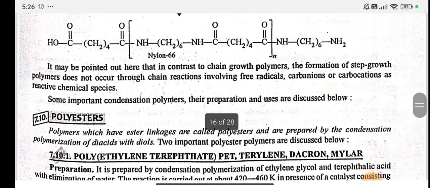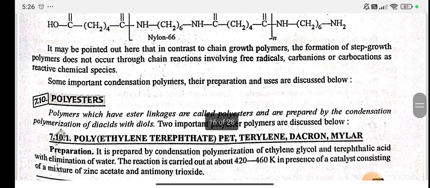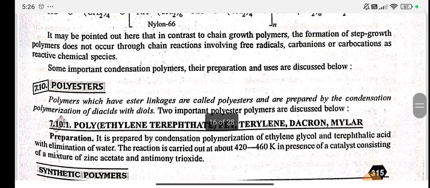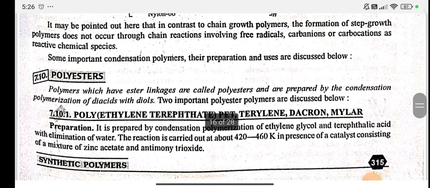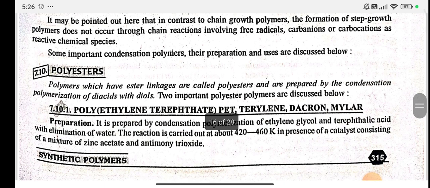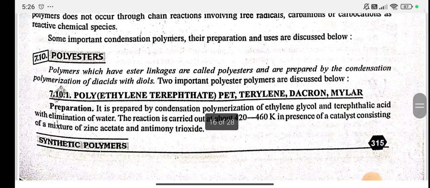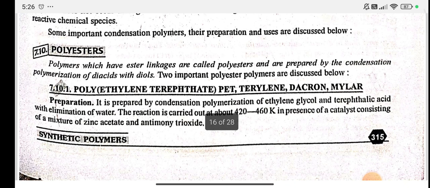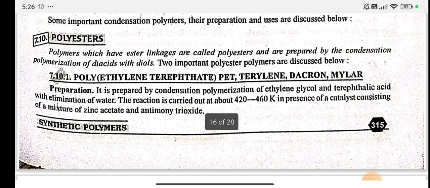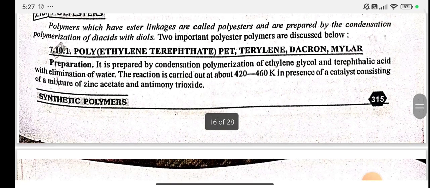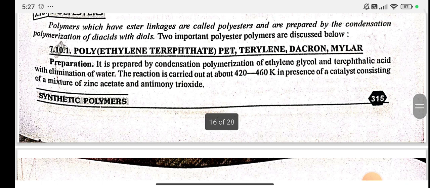It may be pointed out that in contrast to chain growth polymer, the formation of step growth polymer does not occur through chain reaction involving free radicals, carbanions and carbocations, etc. reactive chemical species. Some important condensation polymers, their preparation and uses are discussed below. Polyester. Polymers which have ester linkage are called polyesters and are prepared by the condensation polymerization of diacids with diols.